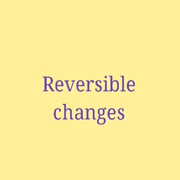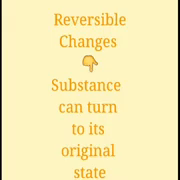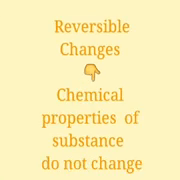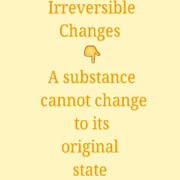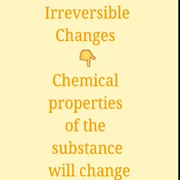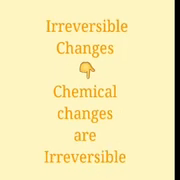Okay, reversible changes. A substance can turn to its original state. The chemical properties of the substance do not change. Most of the physical changes are reversible. Okay? Now, irreversible changes. A substance cannot change to its original state. The chemical properties of this substance will change. All chemical changes are irreversible.